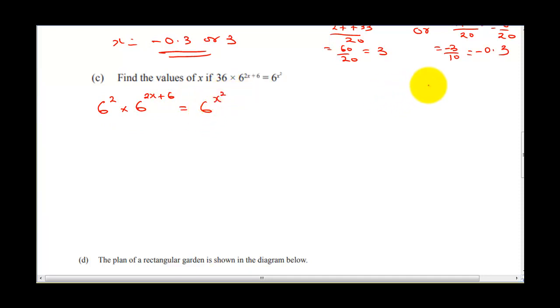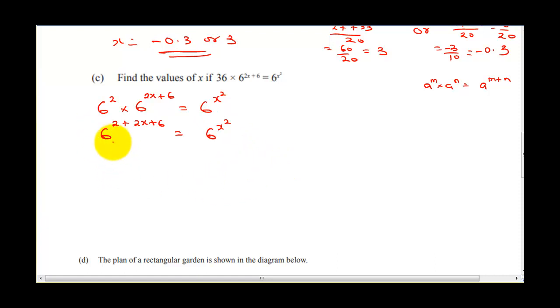Now from your indices, you know that a raised to the power m times a raised to the power n is going to be a raised to the power m plus n. So here this is going to be 6 raised to the power 2 plus 2x plus 6, which is equal to 6 raised to the power x squared. Now we have our base equal, so we can now write the index.